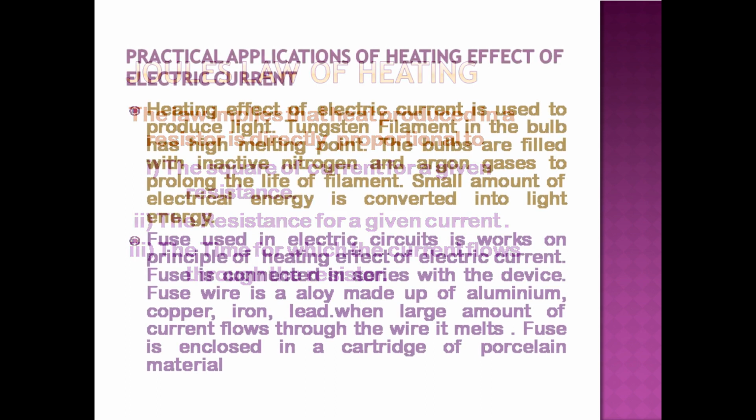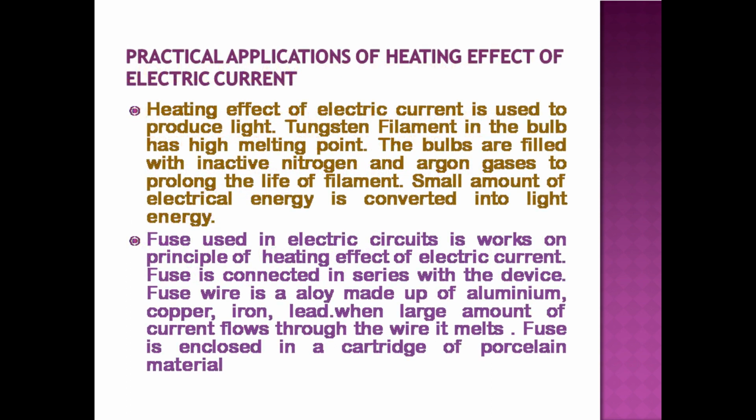Practical applications of heating effect of electric current. Heating effect of electric current is used to produce light. Tungsten filament in the bulb has a high melting point and very high resistance. The bulbs are filled with inactive nitrogen and argon gases to prolong the life of the filament. Only a small amount of electric energy is converted into light energy.